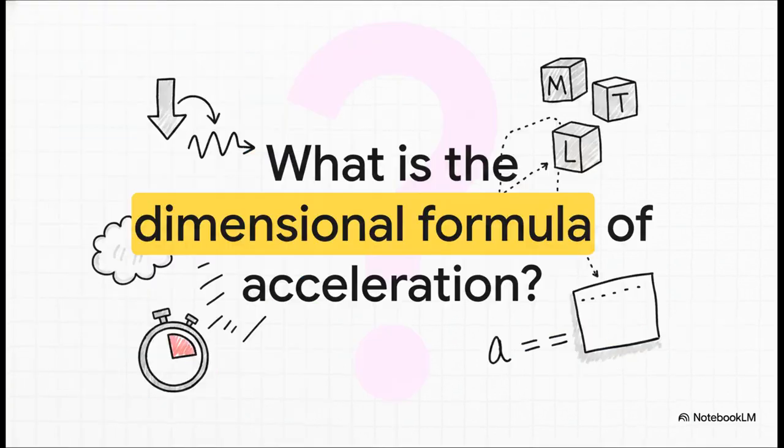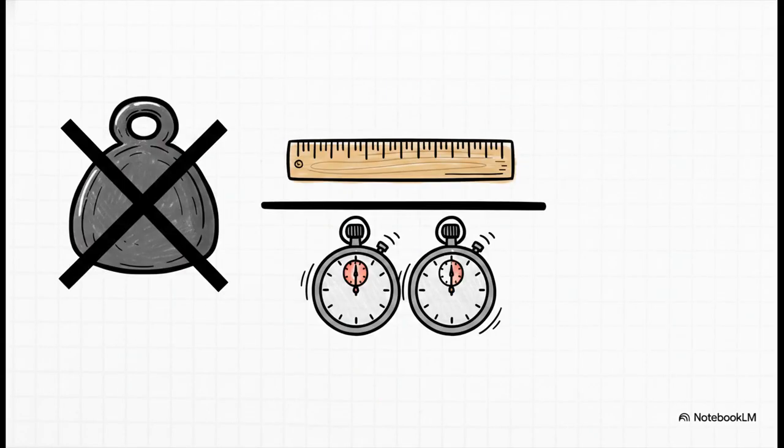All right, let's test our memory of that master table with a quick checkpoint directly from the syllabus. What is the dimensional formula of acceleration? Think about the definition for a second. It's the change in velocity over a specific period of time. So how on earth would we write that out using our M, L, and T grammar? Well, if you guessed M^0 L^1 T^-2, you hit the nail on the head. You are perfectly in tune with our dimensional grammar.